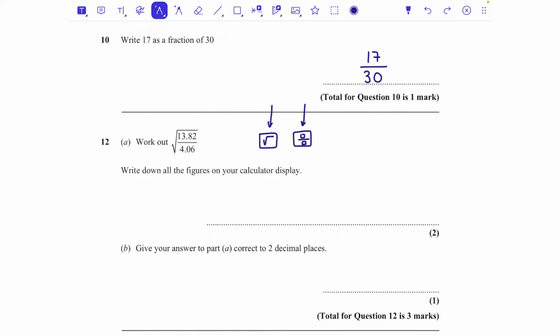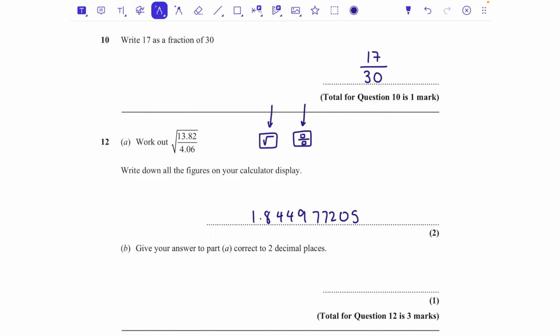So press your square root first, then press the fraction button, and then you're just typing 13.82 at the top, and then you're going down, use that down arrow on your calculator to get the denominator, so 13.82 divided by 4.06 on the denominator, and that is 1.844977205. All the figures on your calculator display.